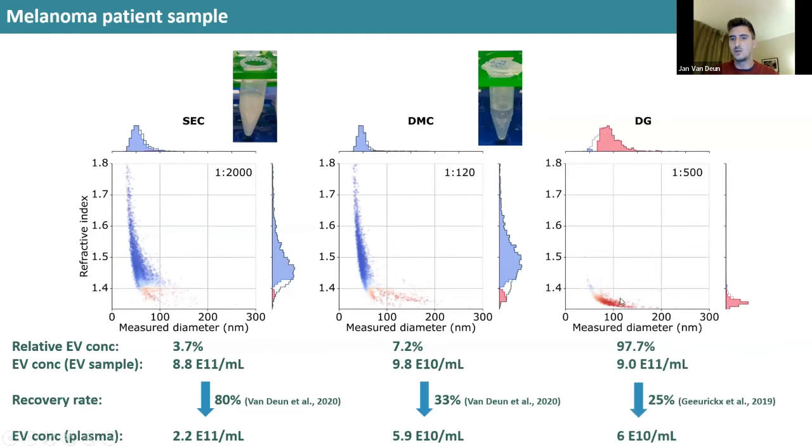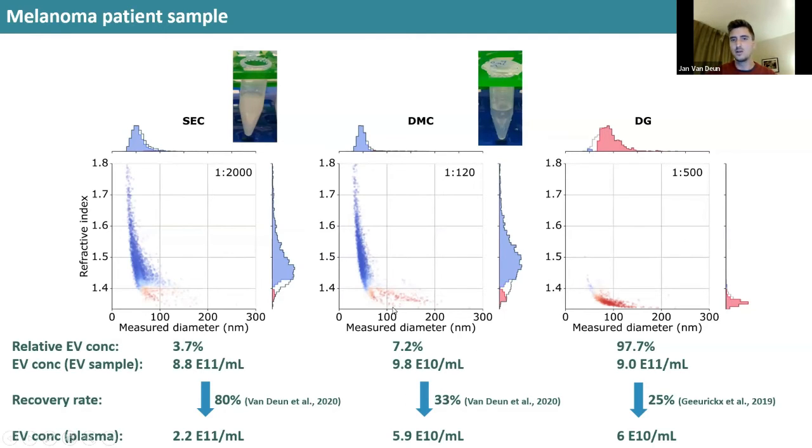And then you can see that you have this really nice population of almost only EVs with very little lipoprotein contamination. And also there, when we calculated back, we came to a plasma concentration originally of about 6 times 10 to the 10th per milliliter. And this agreed indeed with the one we found with the DMC, while the SEC is really overestimating the number of EVs, because we are at this misclassification rate. So this is not really a reliable measurement.